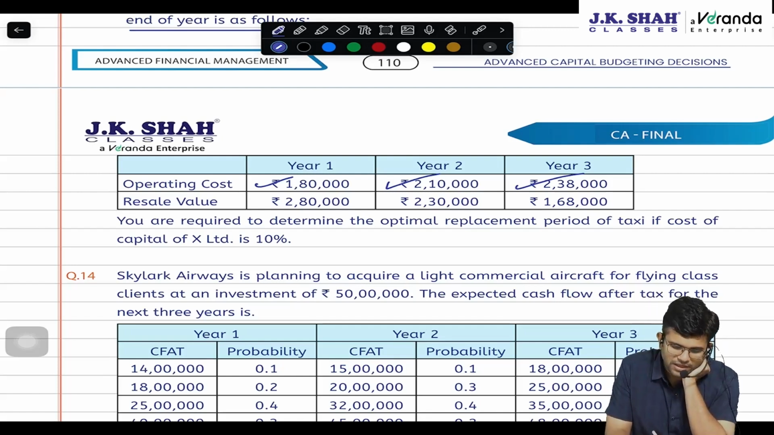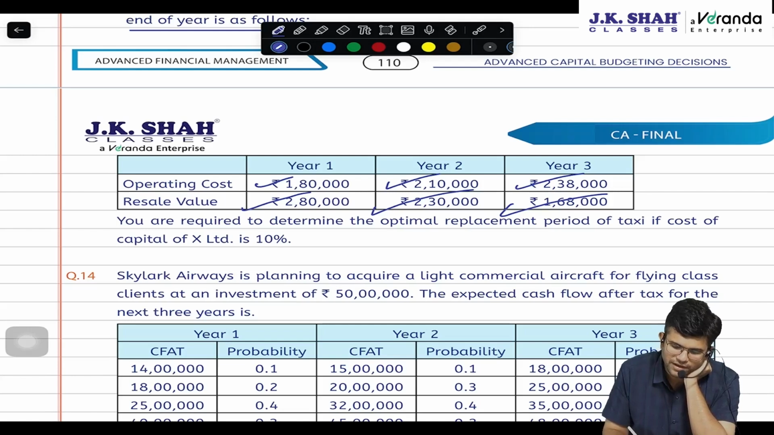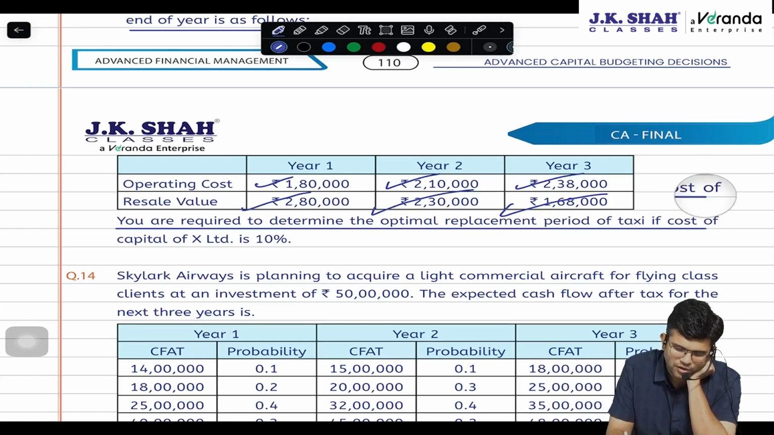If at the end of year 1 you decide to sell it off, you will get 2 lakh 80. If you decide to operate for 2 years and then sell it off, you'll get 230. If you decide to sell at the end of third year, you'll get 168. You are required to determine the optimum replacement period of the taxi if cost of capital is 10%.